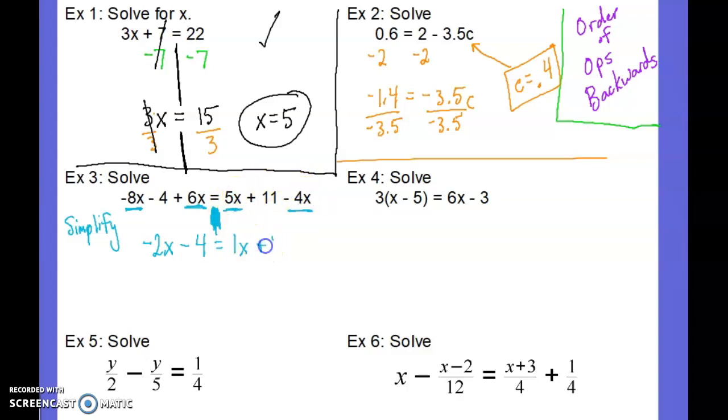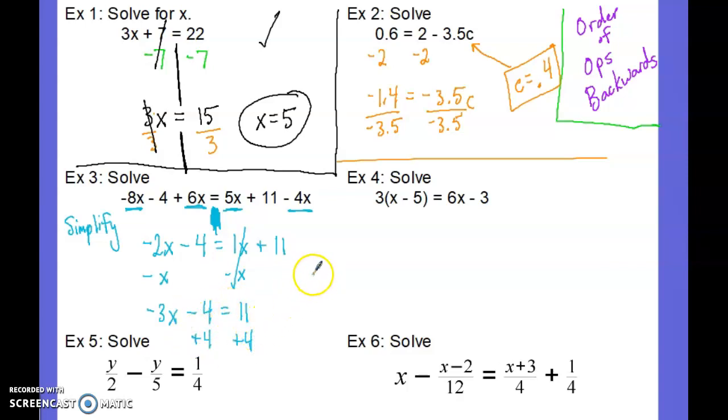This is why we teach you all those other things before getting into this unit. Sorry, my ones kind of went together, 11. Now I would get my x's on the left side first, so I would subtract 1x to the left side. So that cancels. Negative 2x minus 1x is negative 3x. Minus 4 is equal to 11 now. So now I can add 4 to the right side.